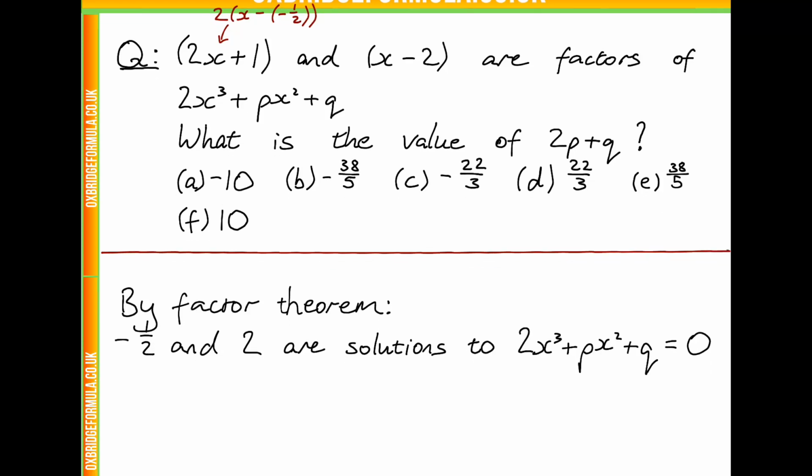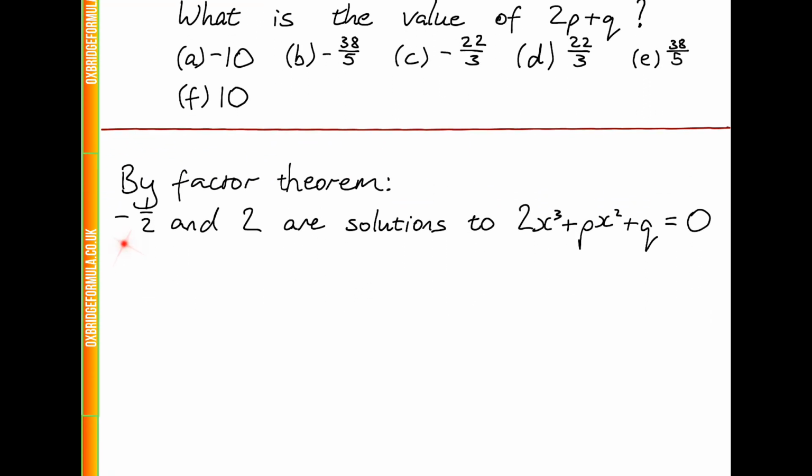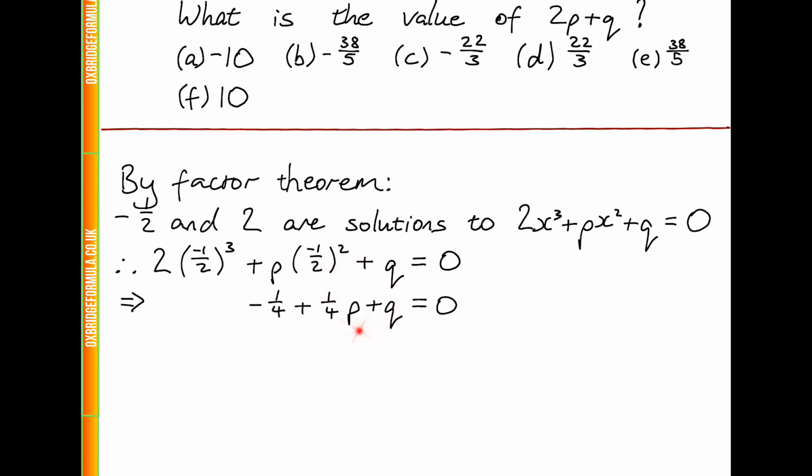Indeed, let's start by using the fact that minus a half is a solution to this equation, and let's sub in x equals minus a half. So that gives us this equation. And now if we expand these brackets, minus a half cubed is minus an eighth, and minus a half squared is a quarter. So when we multiply the minus eighth by 2, we get minus a quarter, and then a quarter p, and just q. And now let's multiply this through by 4 in order to get it in a slightly nicer form, which is minus 1 plus p plus 4q equals 0. And we're going to call this equation 1.